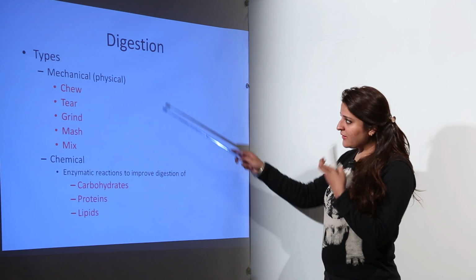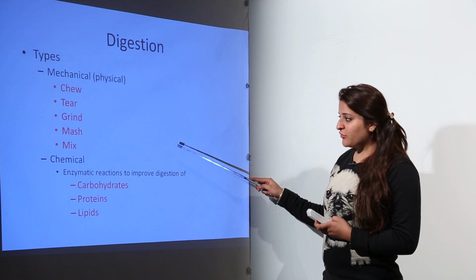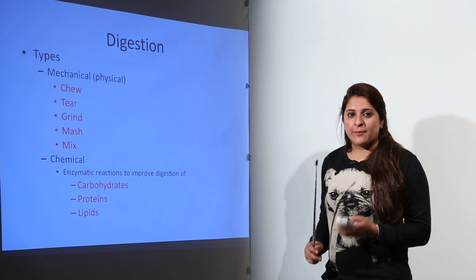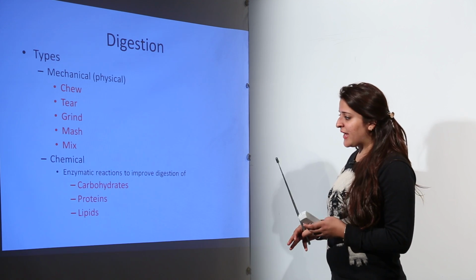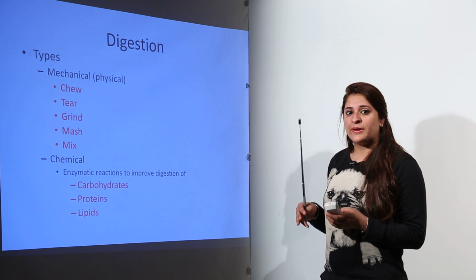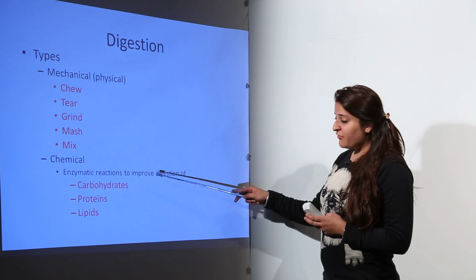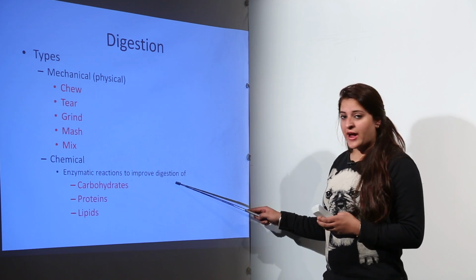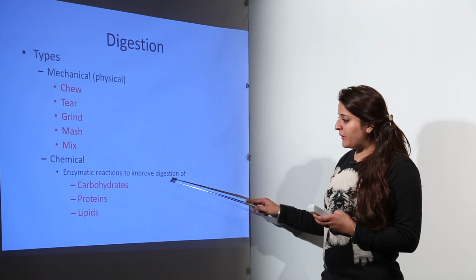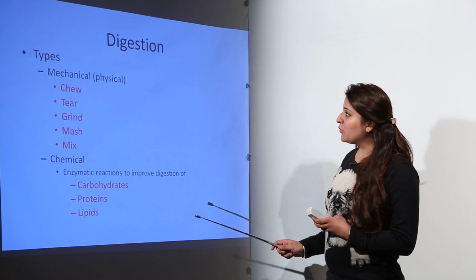Next is the chemical method. The mechanical method is actually a physical method in which we are mechanically tearing or grinding the food. The next method, which is the chemical method, is one in which various enzymatic actions take place. In this, enzymes act on the food to break it into small components, into tiny parts. The various components of food include carbohydrates, proteins and lipids. So the action of enzymes is to break these carbohydrates, proteins and lipids into tiny particles or tiny units.